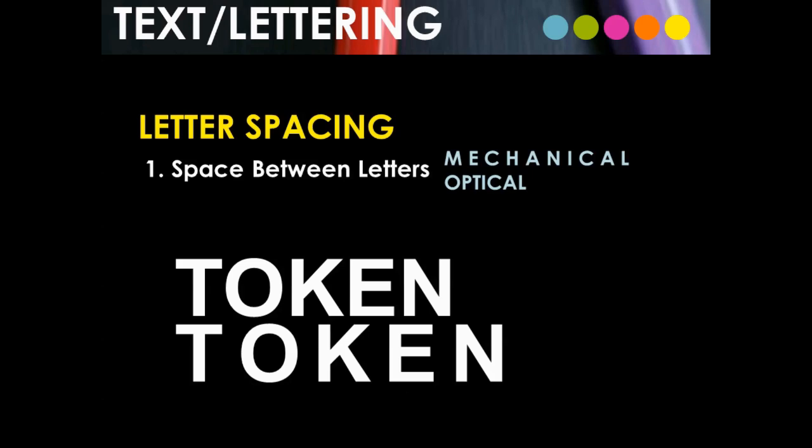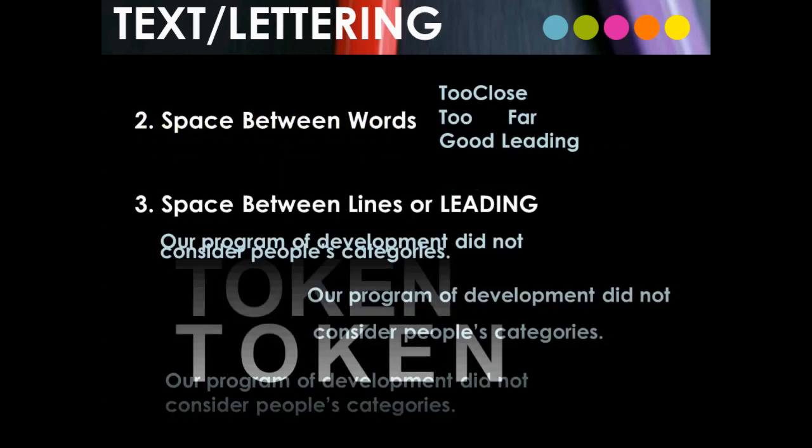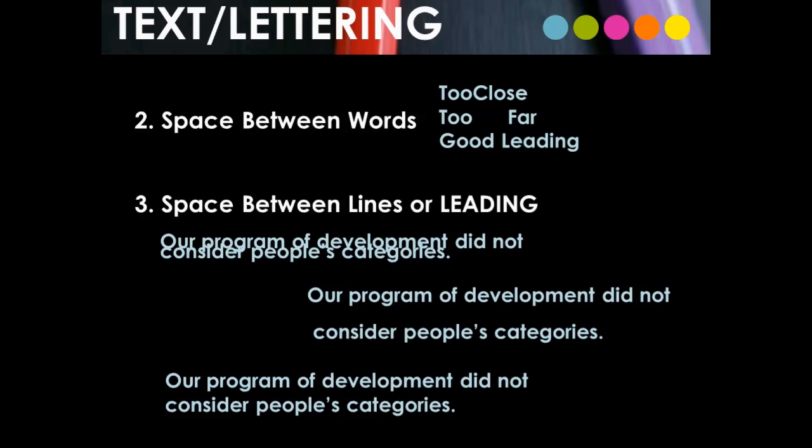Mechanical spacing uses equal or even spacing between the letters, while optical spacing considers the shape of the letters in spacing. In most cases, optical spacing is more legible. Spacing also involves the spaces between words and between lines. Let's look at these examples and study the differences.